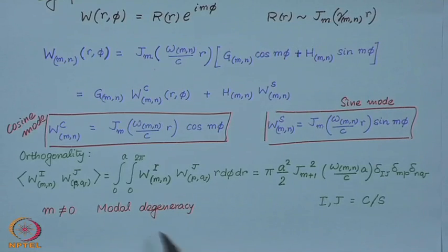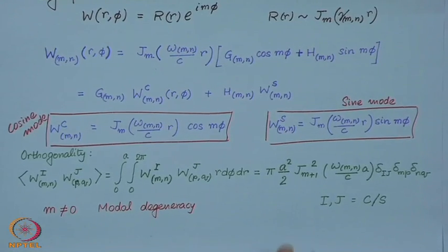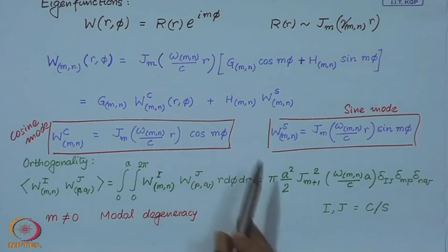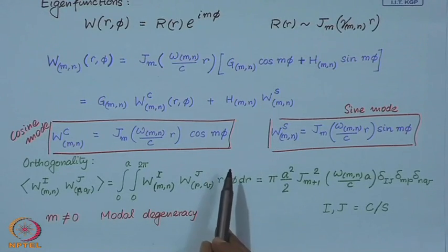Which we have discussed in our previous lecture. So, in the case of a circular membrane, all unsymmetric modes, so this m not equal to 0 are the unsymmetric modes, all unsymmetric modes are modally degenerate.